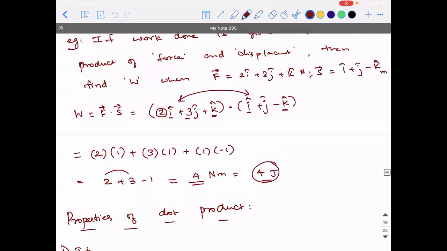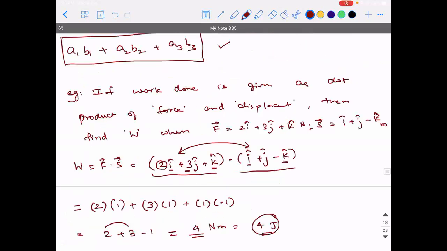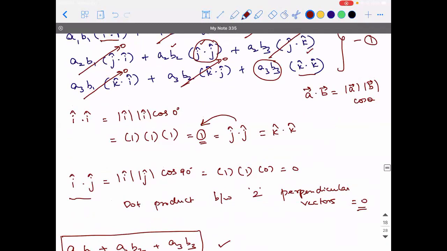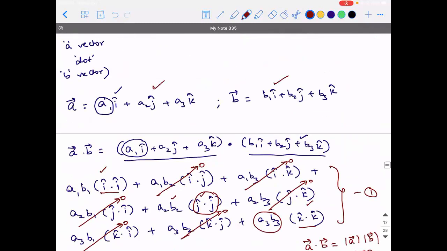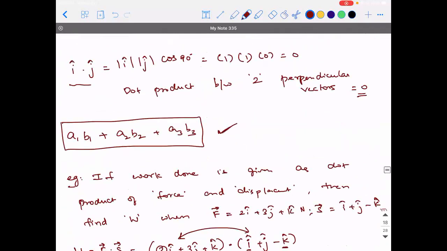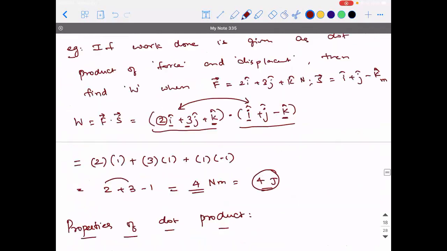Sir, then what about the angle? No need of angle because they are given in the standard form. If the question is about the angle, then you need to worry about the angle. By using the concept of angle only, you understood what is going to be the formula between two vectors when they are given in the standard form. Got it? Yeah.